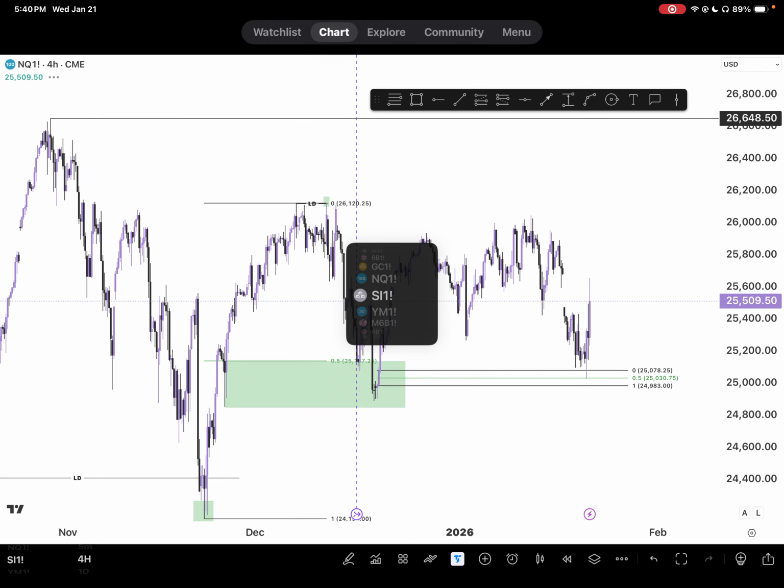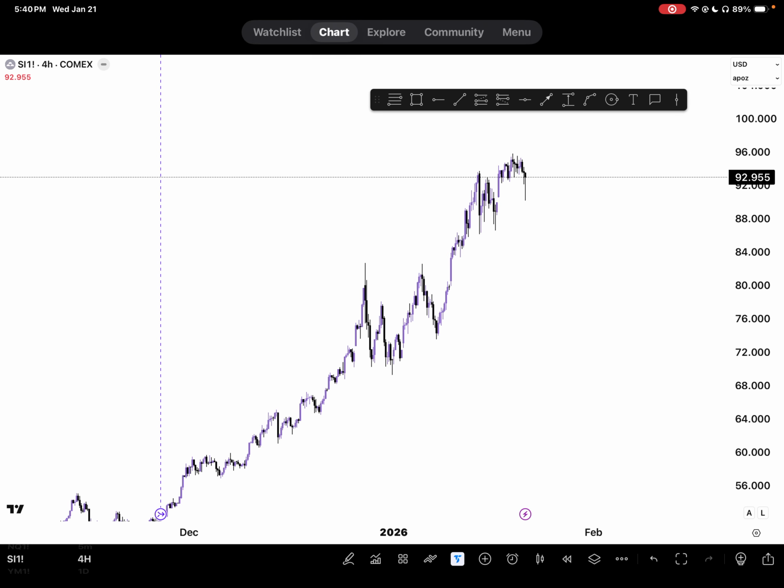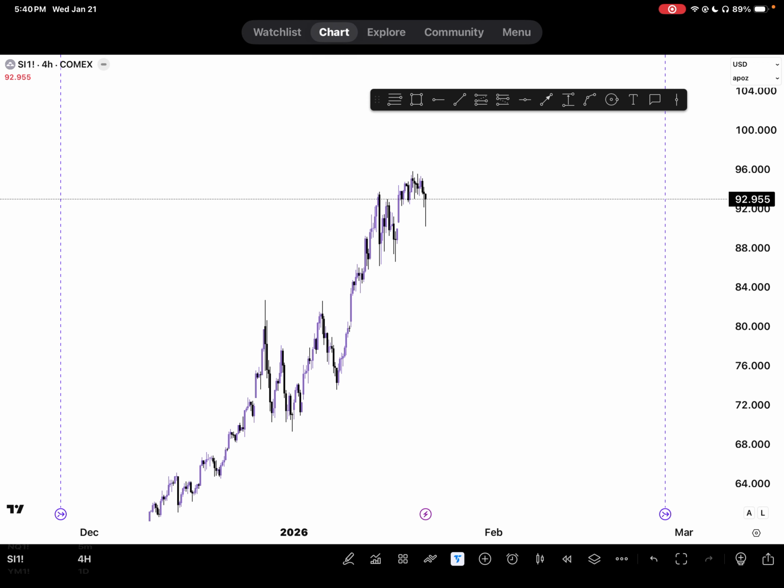All right, silver, like gold, I'm not really looking too much at it right now. Still just monitoring the price action. We're in a very, very strong bullish run currently, so I'll need to see a transition from bullish to bearish price action in order to start analyzing this more closely. But right now, I'm just going to let these instruments do what they do.